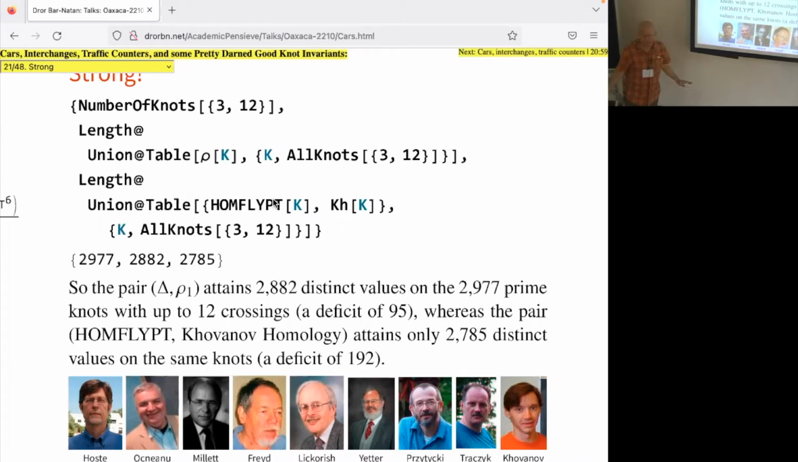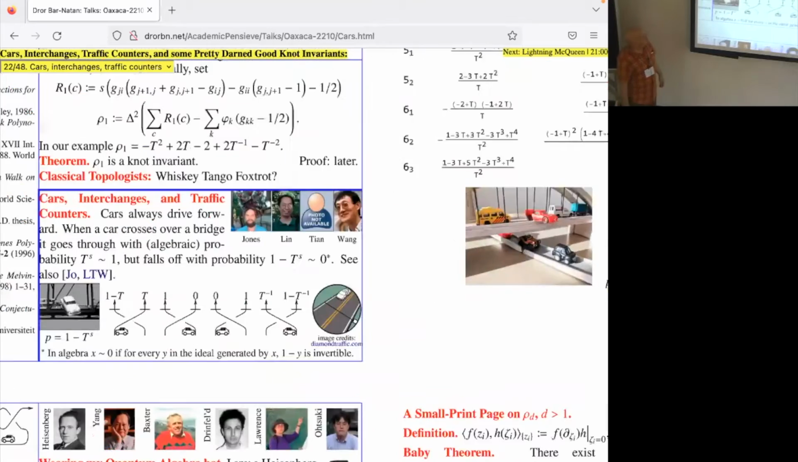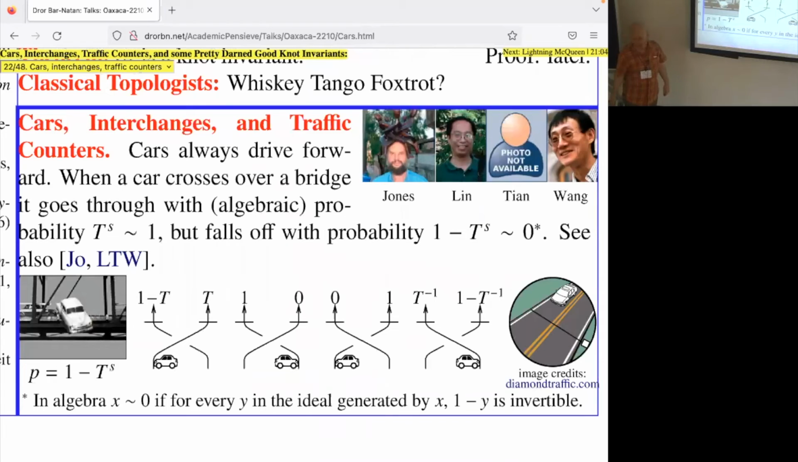Any questions, any comments so far? Okay, so let's start interpreting it.